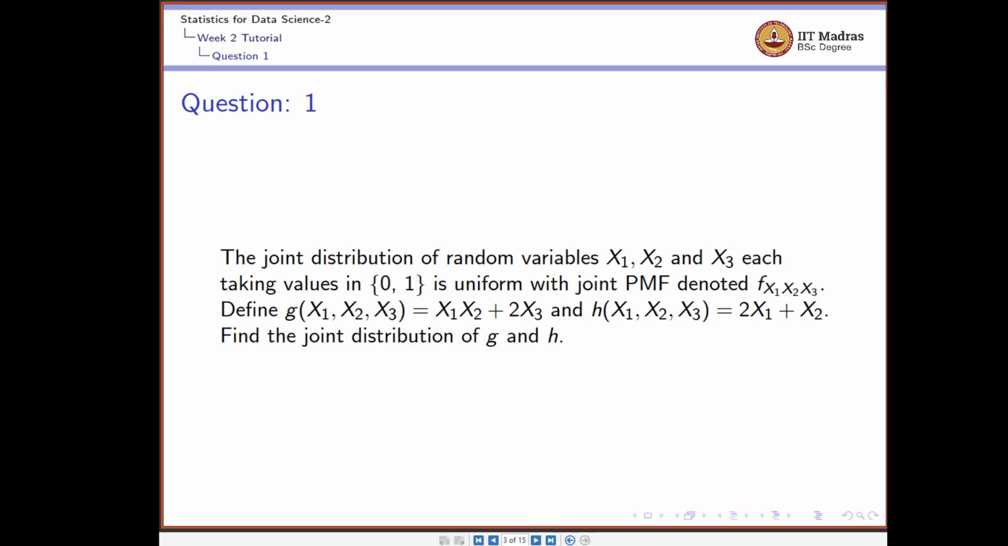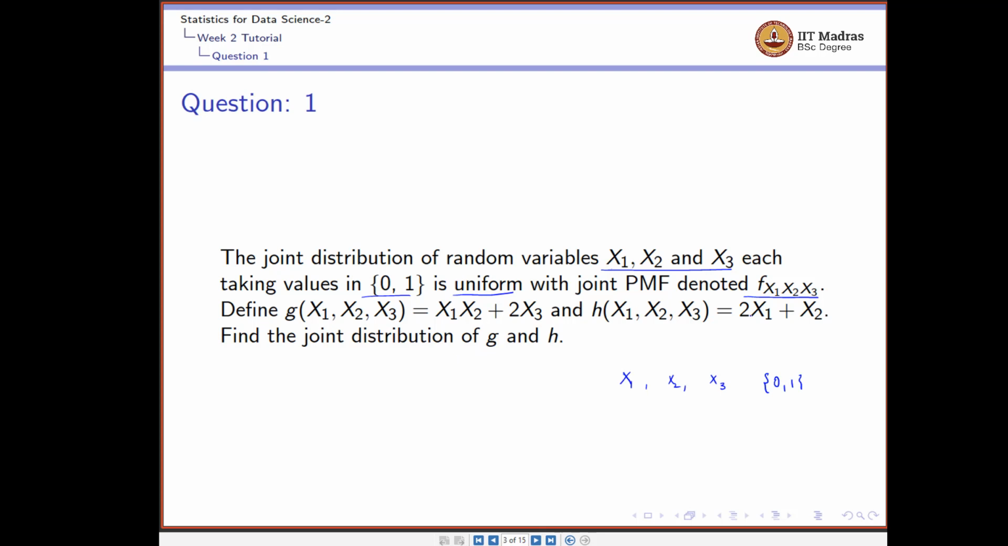So the first problem that we have is the joint distribution of random variables x1, x2 and x3, each taking values in 0, 1, is uniform with joint PMF denoted as f(x1, x2, x3). So it is given that we have three random variables x1, x2 and x3, and each of them takes values in 0, 1 and it is uniform. So what does it mean?